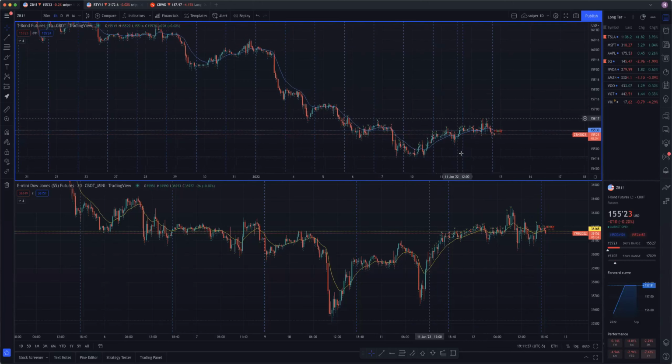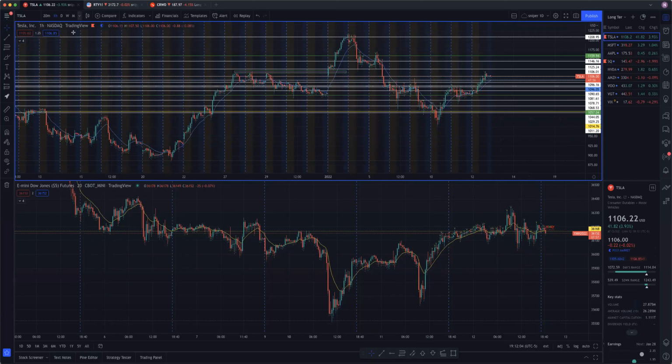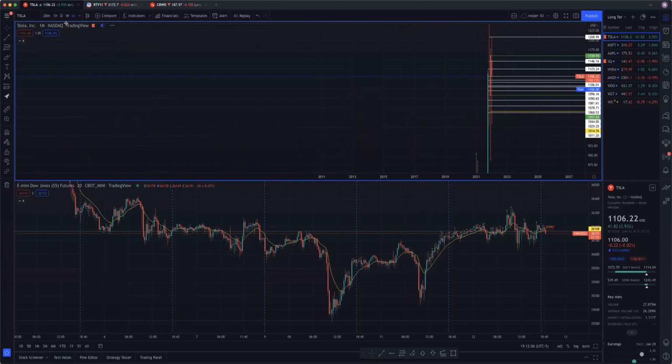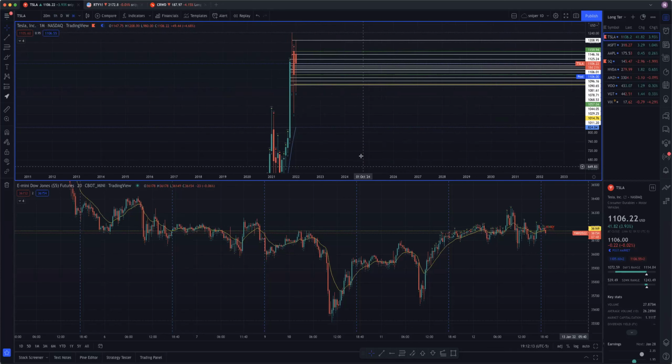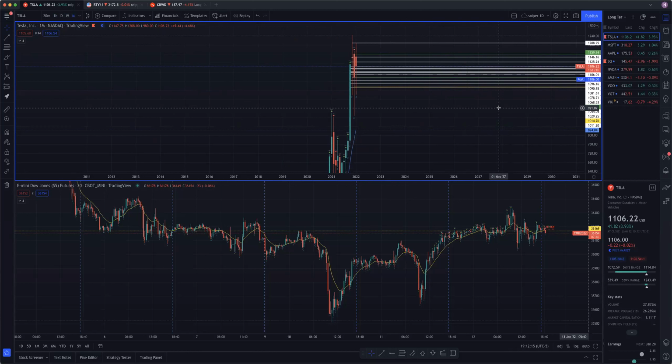You can do it on your phone, but if you have a laptop or desktop, it's a lot easier to go through charts, switch time frames, and put on different indicators and things like that. So that's the first thing. Definitely have a charting platform ready to go.